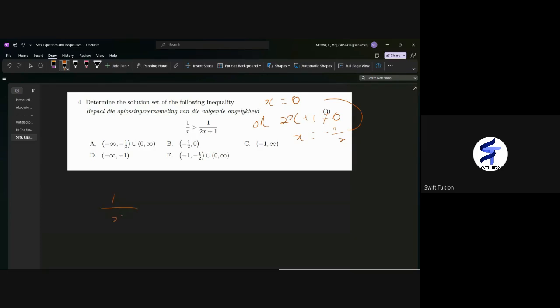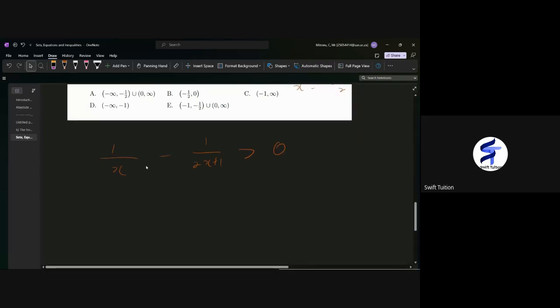So 1 over x minus 1/2x plus 1. We understand that this has to be greater than 0. Okay, and then I know that I should combine these two because it just helps me to visualize a bit better. So you guys know how to do this, so I'm going to be a little quick. We're going to say 2x plus 1 minus x over 2x plus 1 and then x. So I'm just combining these two by giving them the same denominator, right?